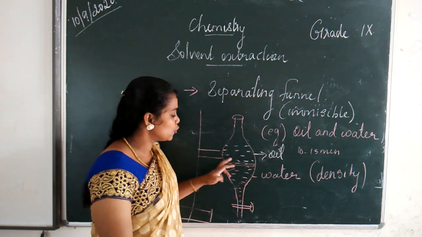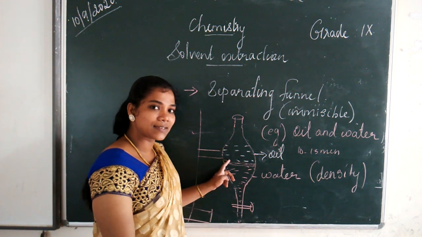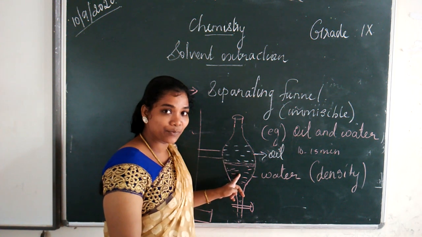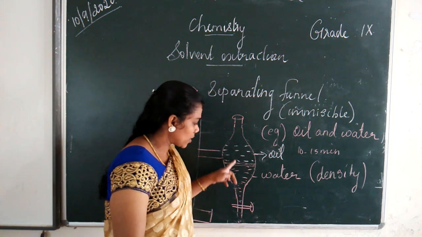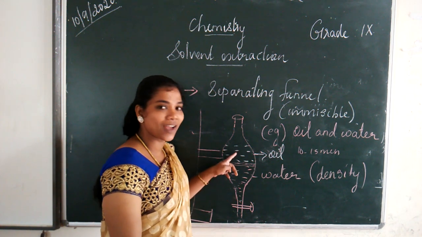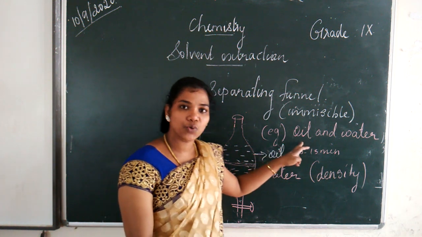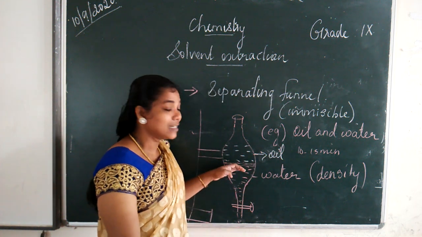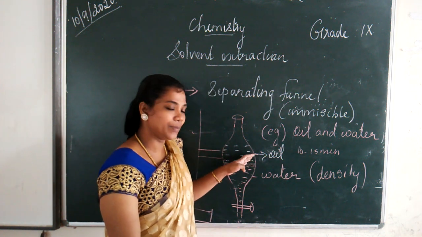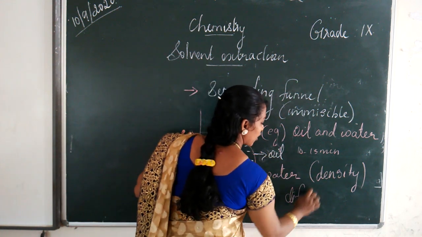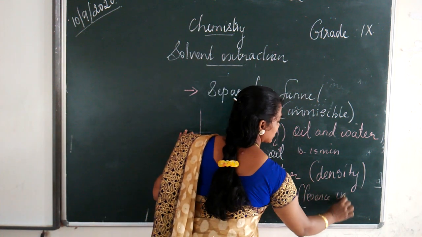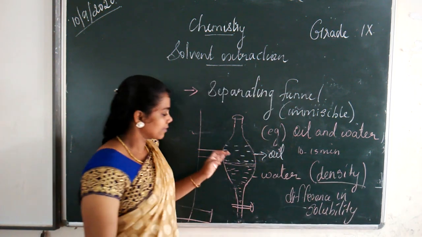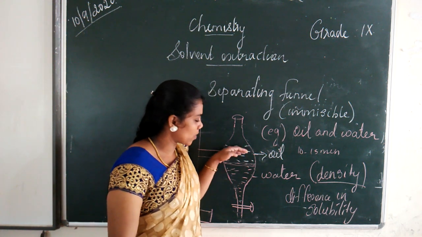After a few minutes, you can see two phases, with a ring-like structure that separates water and oil. Here, water has higher density than oil. So which one comes first? Water, followed by oil. It is not only applicable for two liquids; two or more immiscible liquids can also be separated by this technique based on their difference in solubility and also their density, and they will separate one by one.